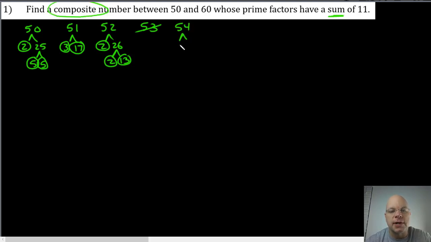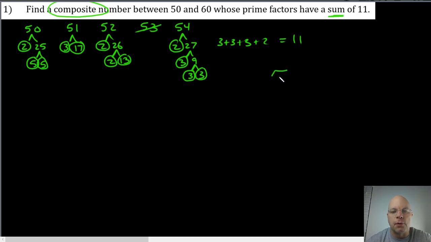54 is 2 times 27. 27 is 3 times 9, and the 9 can be decomposed into 3 multiplied by 3. If we add these primes, 3 plus 3 plus 3 plus 2, that's 9 plus 2, that is 11. And so 54 is the composite number we're looking for here.